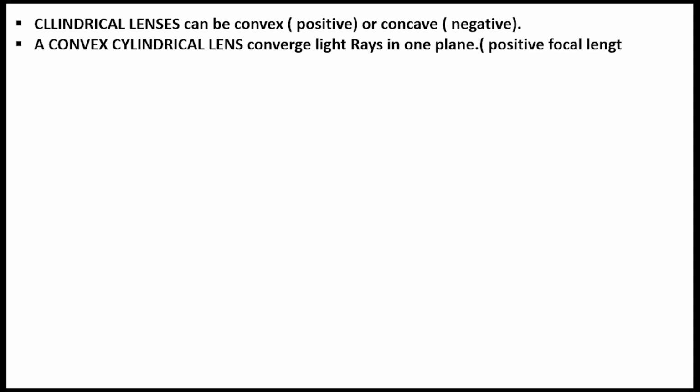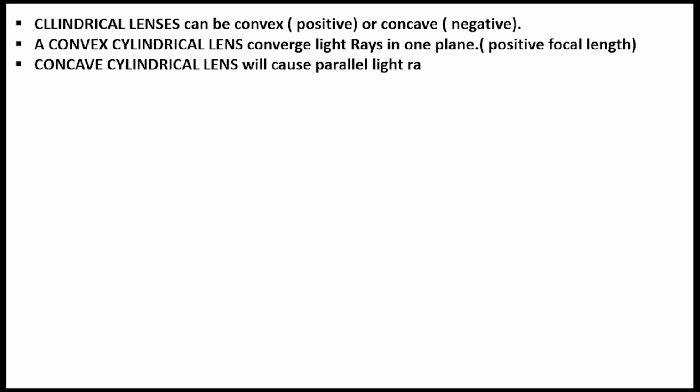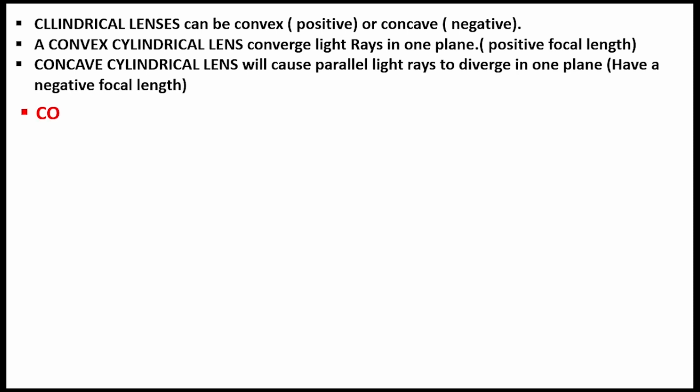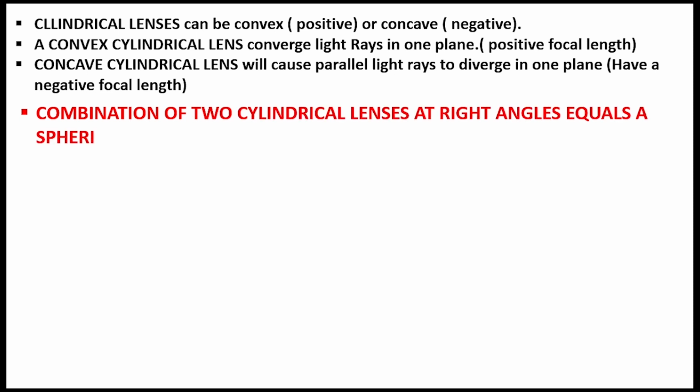Cylindrical lenses can be convex, positive, or concave, negative. A convex cylindrical lens converges light rays in one plane, with a positive focal length. A concave cylindrical lens will cause parallel light rays to diverge in one plane, with a negative focal length. A combination of two cylindrical lenses at right angles equals a spherical lens.